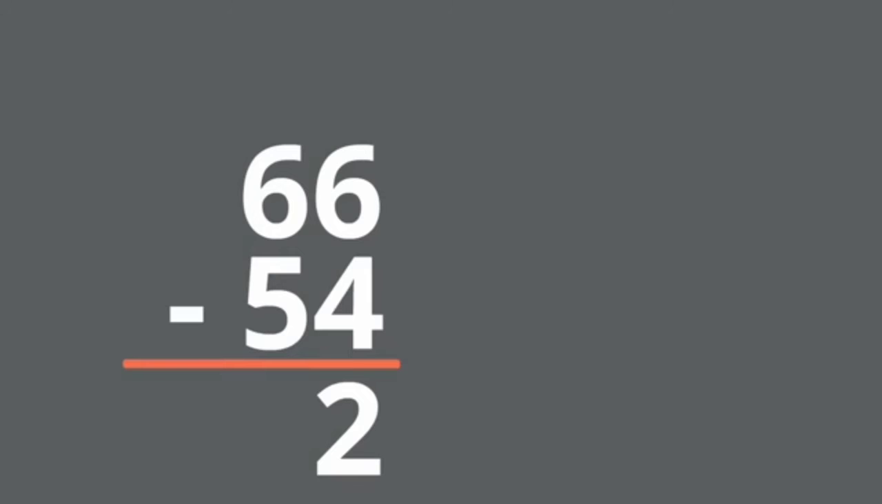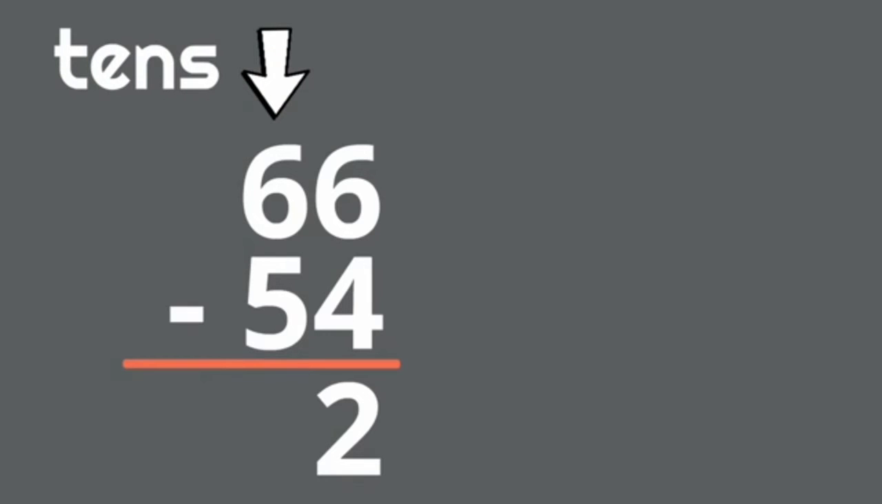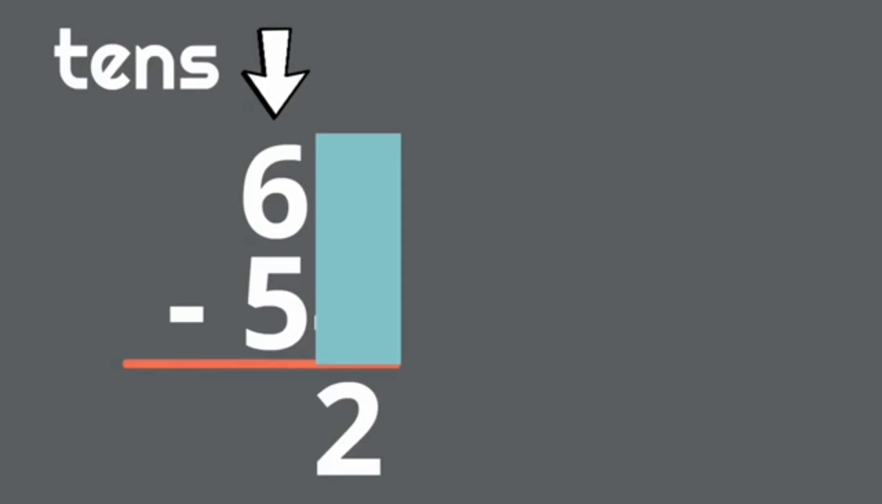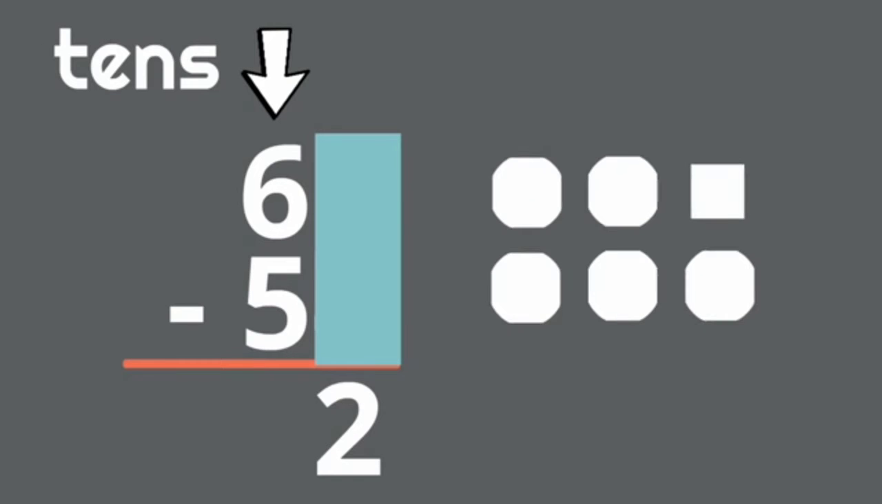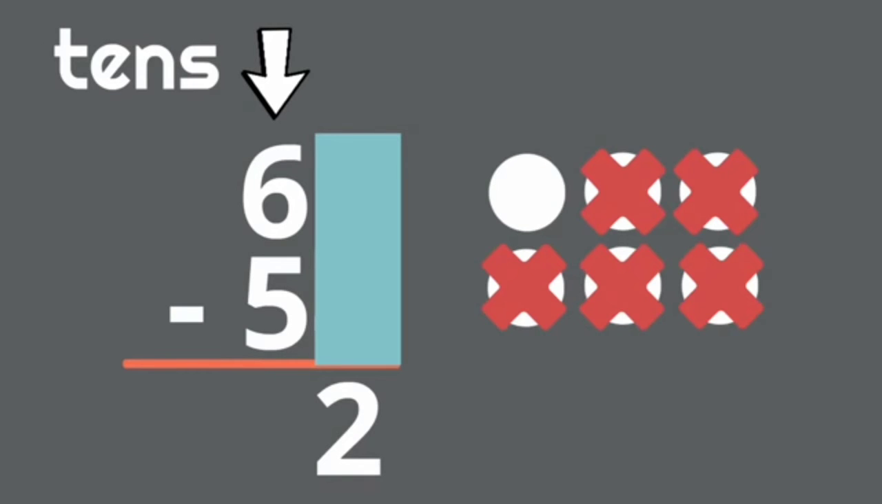Next, we will subtract the left column, the tens. And this time we're going to cover up the ones column to make it a little easier. So, what is 6 minus 5? 6 minus 5 equals 1. We will write 1 under the tens, the left column.